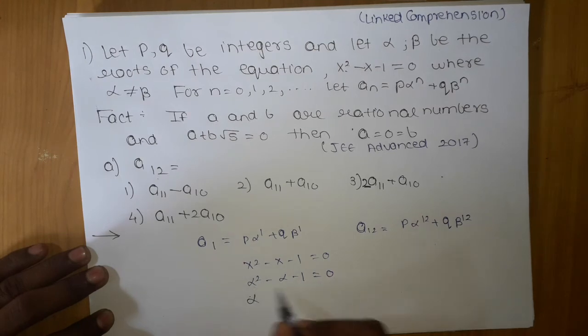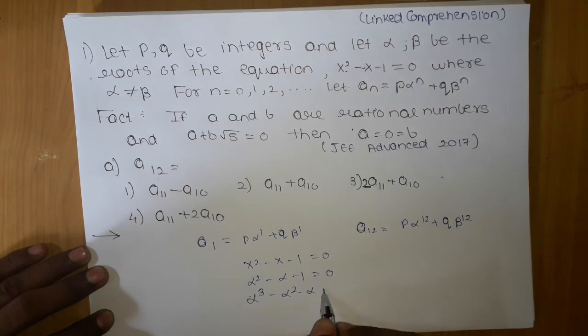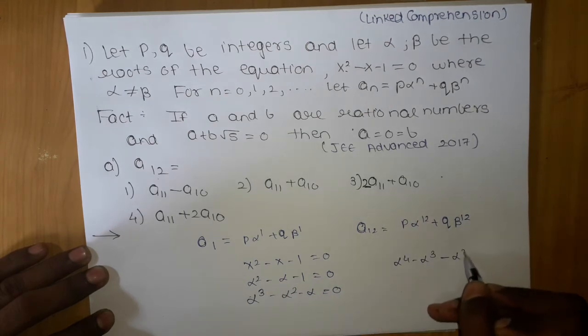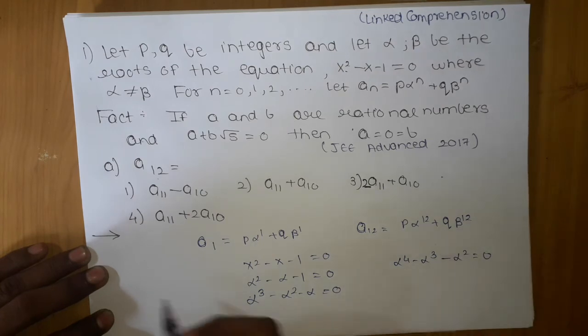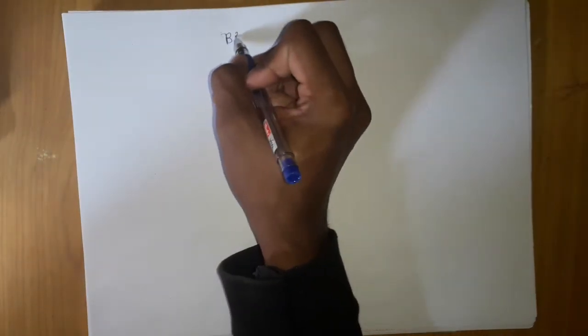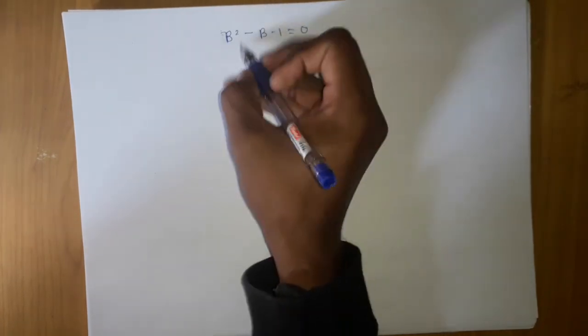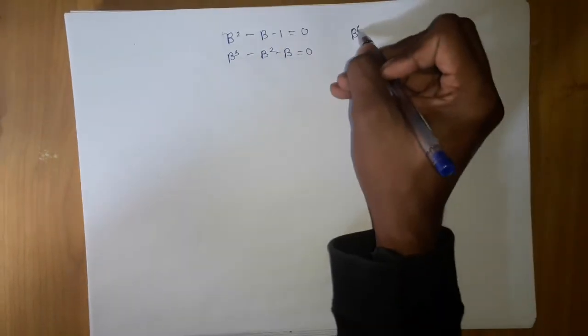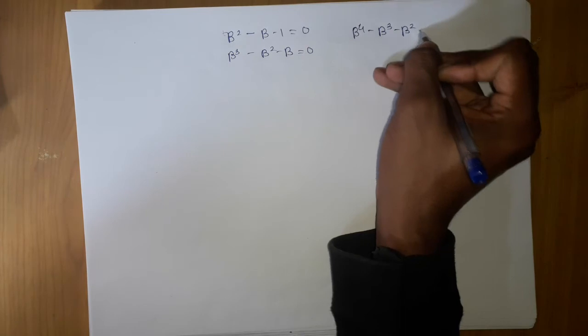If I multiply it by alpha again, what do I get? Alpha cube minus alpha square minus alpha should be equal to 0. If I multiply it again, I get alpha raised to 4 minus alpha cube minus alpha square is equal to 0. So I got alpha cube is alpha square plus alpha, like that. Now similarly we can do with beta, which is beta square minus beta minus 1 is equal to 0. So beta cube minus beta square minus beta should be equal to 0. Beta raised to 4 minus beta cube minus beta square should be equal to 0.